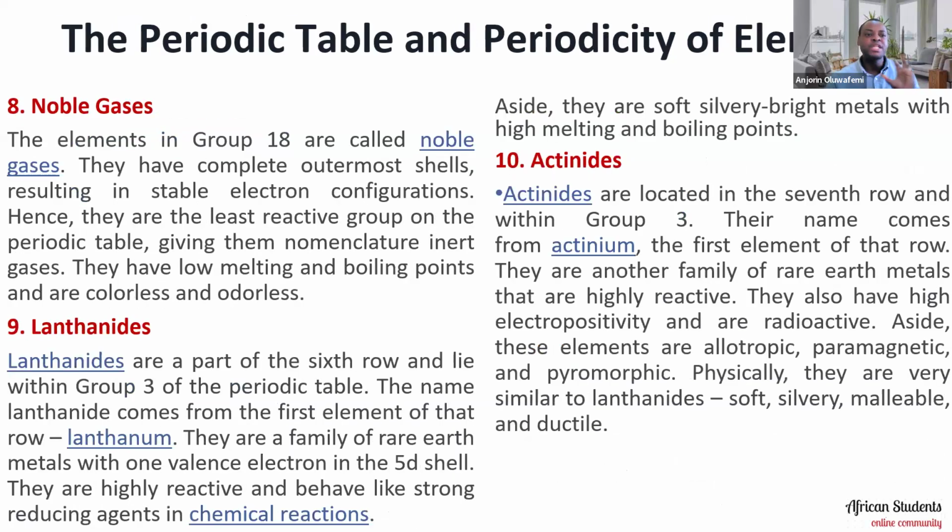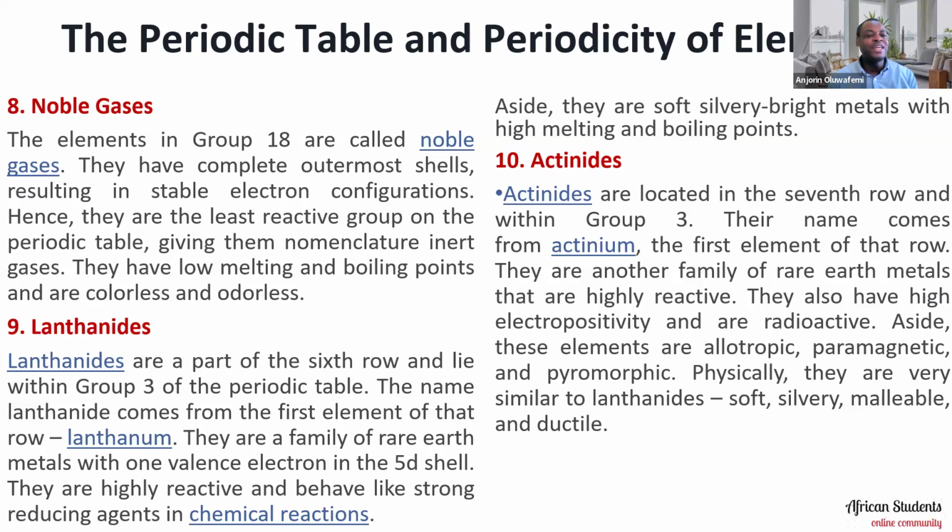Then we have this family that does not want any interaction whatsoever. It just wants to stay on its own. It is called the noble gases. The elements in group 18 are called noble gases. They have complete outermost shells, resulting in a stable electron configuration. Hence, they are the least reactive group on the periodic table, giving them the nomenclature "noble."